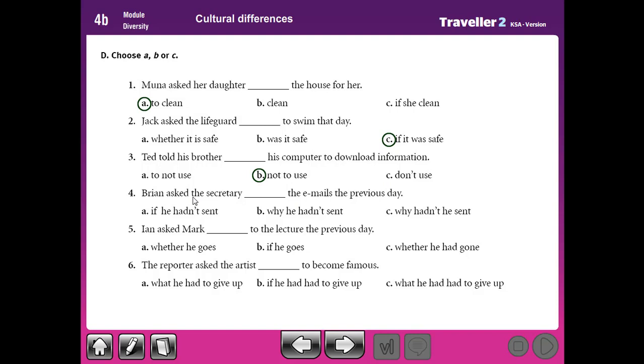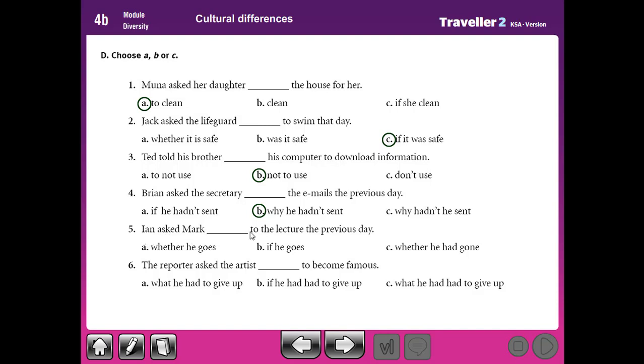Brian asked the secretary the emails the previous day. So which one is correct here? If he hadn't sent, why he hadn't sent, why hadn't he sent? Which one is the correct one? Why he hadn't sent. That's very good.